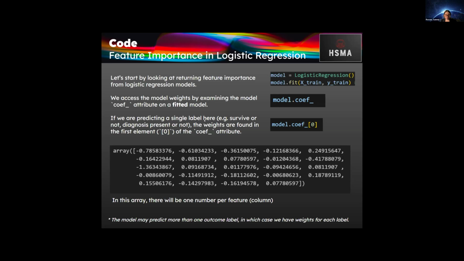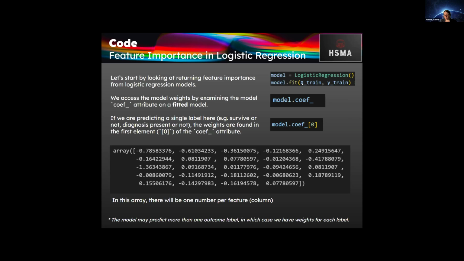Here, we're predicting a single label, whether people survive or whether they don't, or if, for example, maybe we've got, does this person have cancer? Does this person not have cancer? Something like that. In that case, we always take the first element of the coefficient attribute. So that's this 0 here in the square brackets. And the output we get is something like this, a long list of numbers in an array. In this array, we've got one feature per column. So maybe this is age, maybe this is sex, maybe this is fare, and so on and so forth. So we've got one number per the columns that we fed into our model in our X-train data.